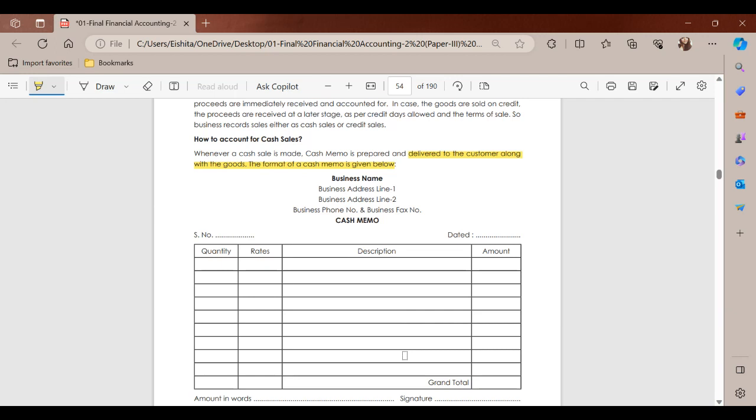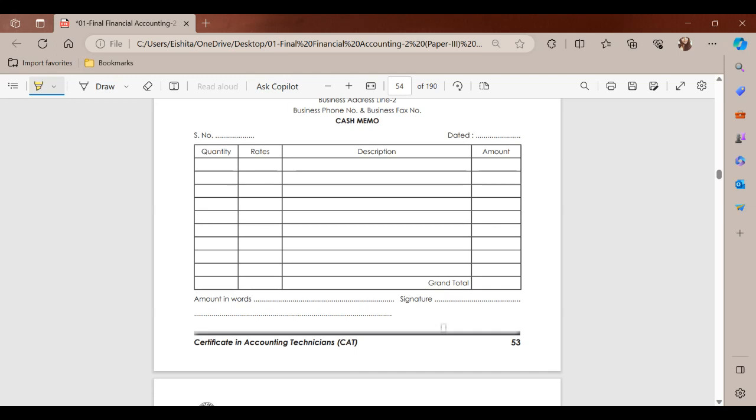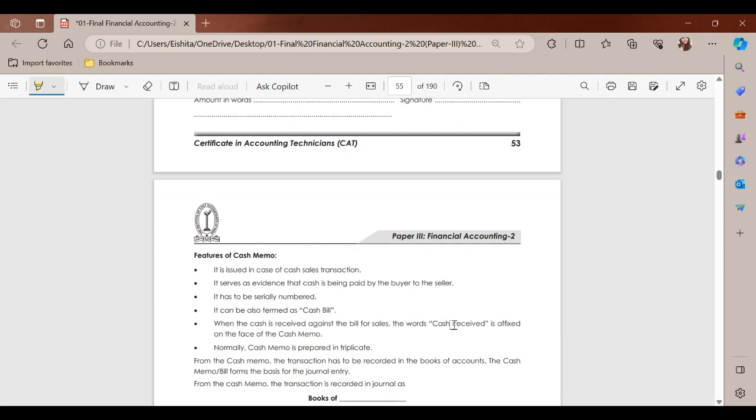First is the business name, second is quantity, third is the rate which they have used, fourth is a description of the goods, and fifth is the amount. And date is also very important, because every day the cash is to be counted, so that will help in the counting of the cash. And at the last, the grand total is written. On the cash memo, whether the signature is there or not is immaterial.